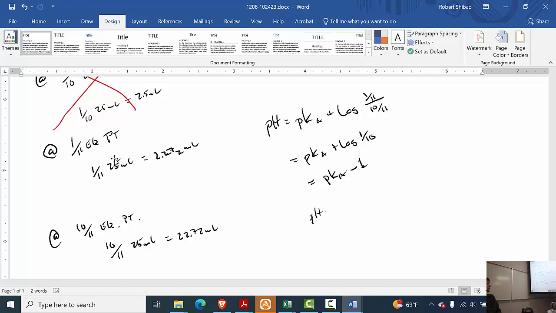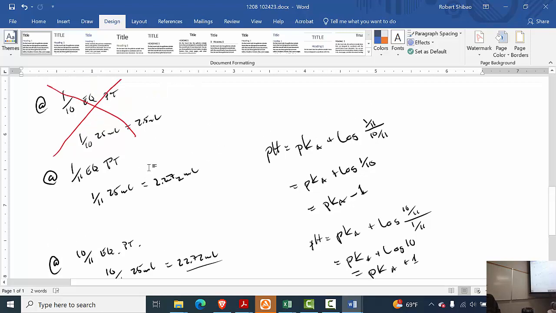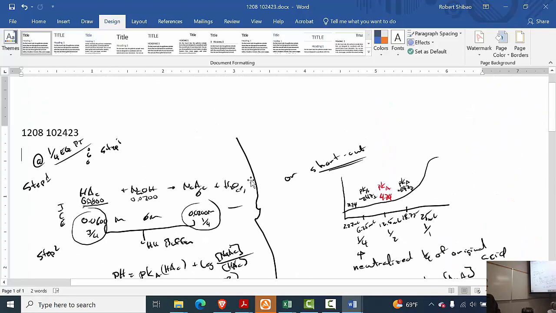The pH is equal to the pKa plus the log of, okay, I'm going to convert 10/11ths into the product, and that means I only have 1/11th left to neutralize. So this is going to be pKa plus the log of 10, which is pKa plus 1. So at 22.72 milliliters, I'm at pKa plus 1. So here, pKa plus 1 is going to be 4.74 plus 1, which gives me 5.74.